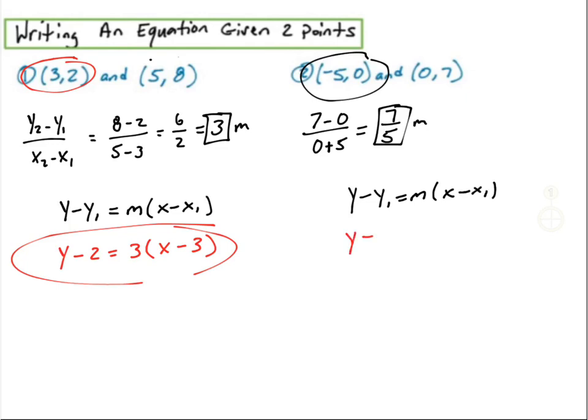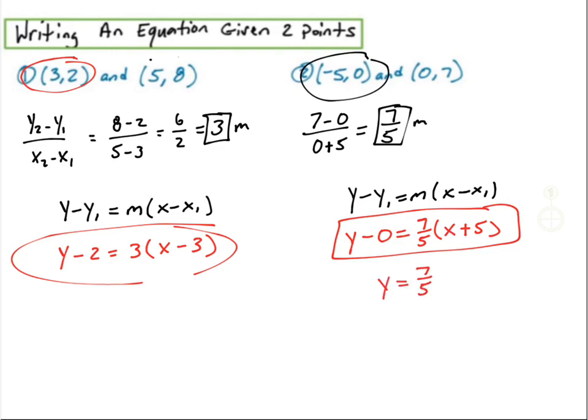So we've got y minus 0 equals 7/5 times x minus a negative 5, so that'd be x plus 5. And we can simplify this down to make it look nicer. You can get rid of the minus 0 and just have this. Or you can keep simplifying and put it into slope-intercept form.